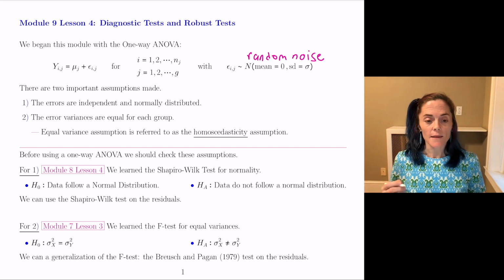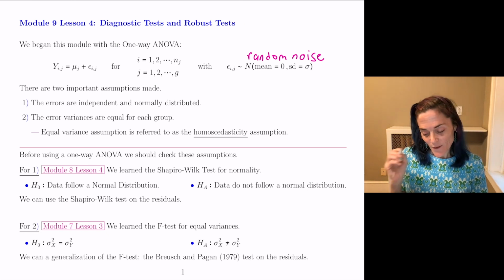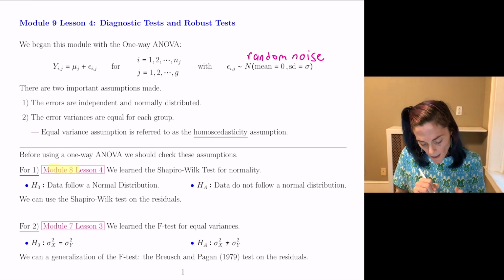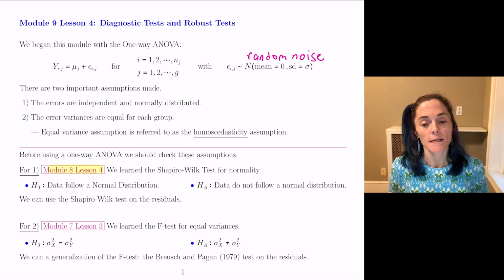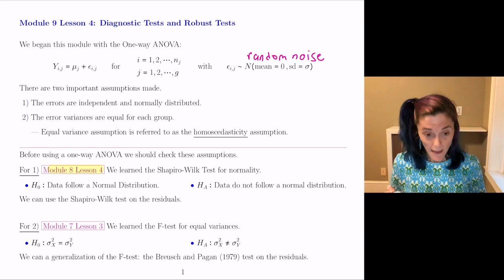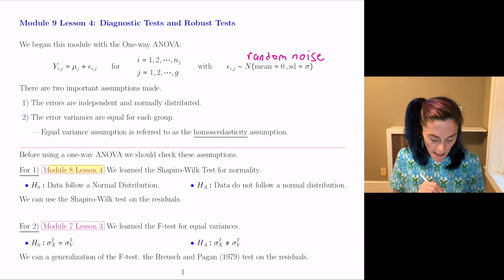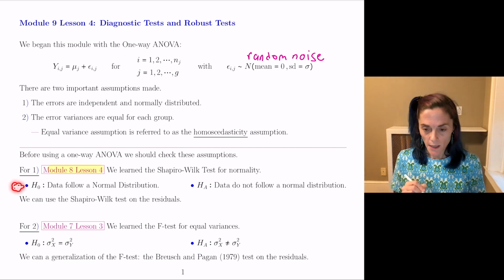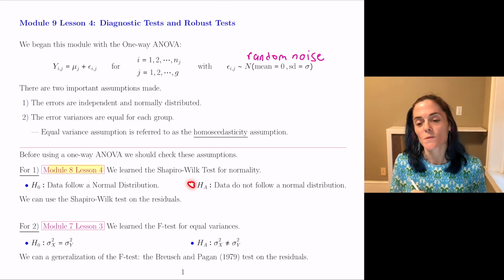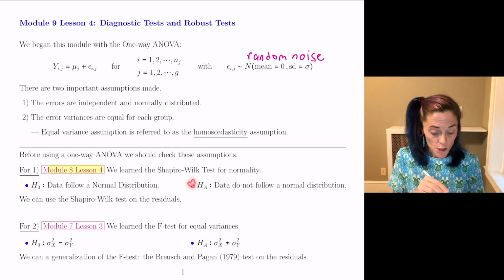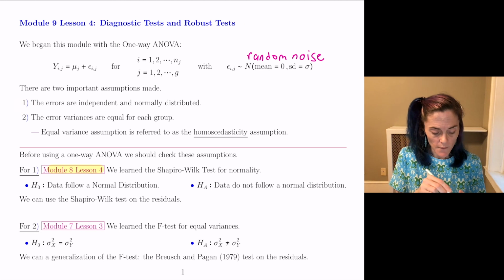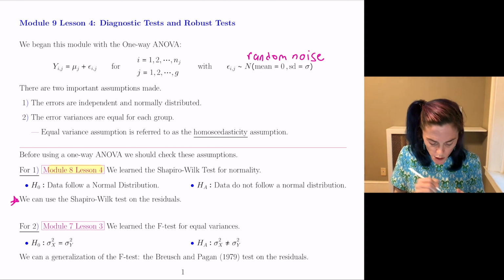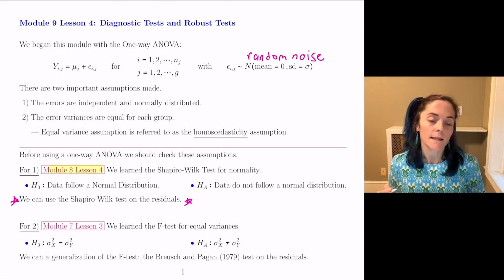So how can we check these? Well, let me take you back to something that we've learned already. In Module 8, Lesson 4, we discussed the Shapiro-Wilk test for normality. In that test, the null hypothesis is that the data follow a normal distribution, and the alternative hypothesis was that the data do not follow a normal distribution. So to check this first model assumption of the ANOVA, we can use the Shapiro-Wilk test on the residuals.